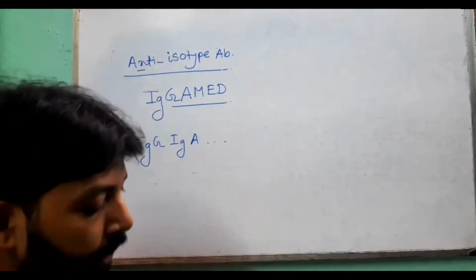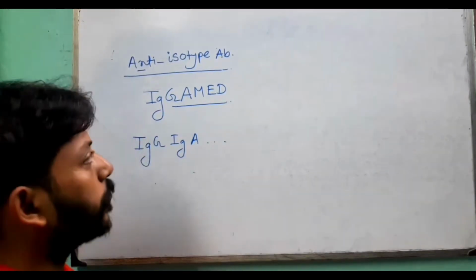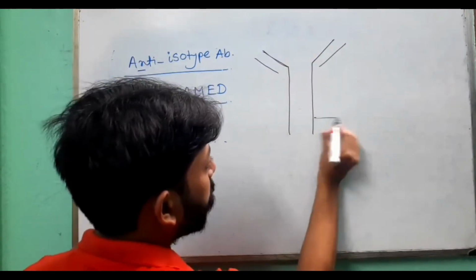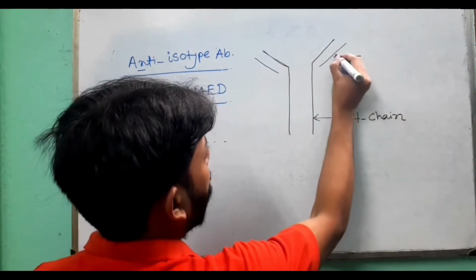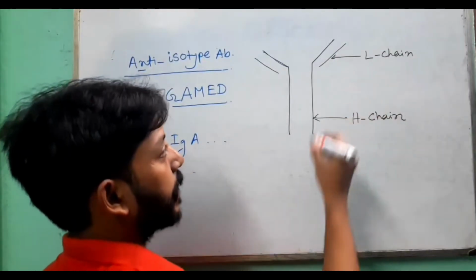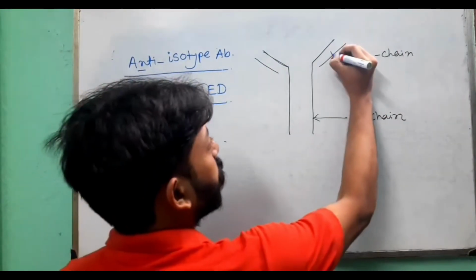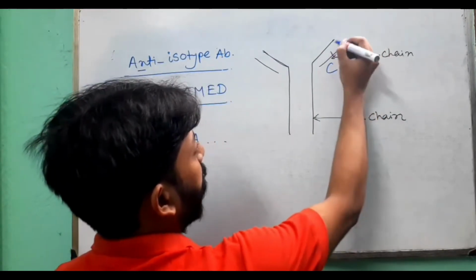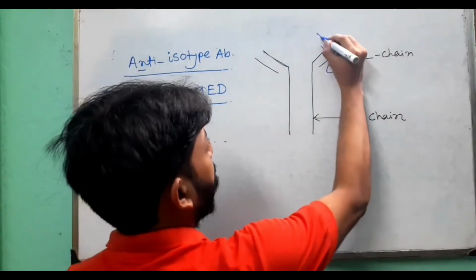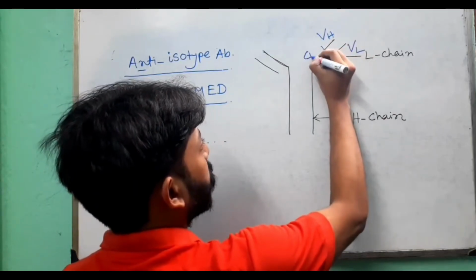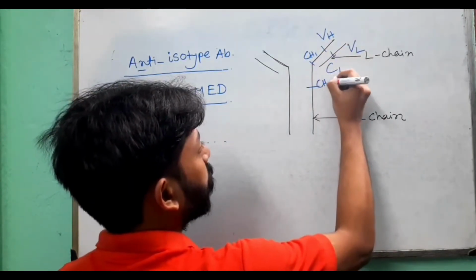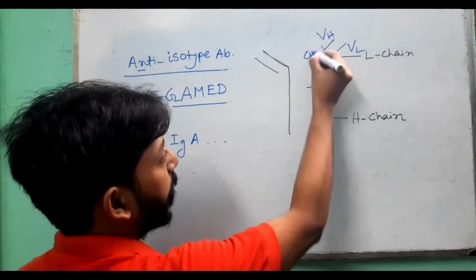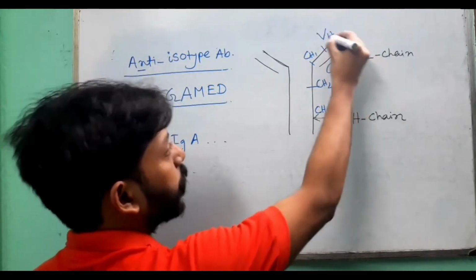I want to mention that an antibody is composed of 2 chains. One is called heavy chain. Another is called light chain. Both heavy and light chains consist of 2 regions. One is called variable light and constant light, and in the case of heavy chain it is called variable heavy and constant heavy 1, constant heavy 2, and constant heavy 3. So this is the constant region and this is the variable region.